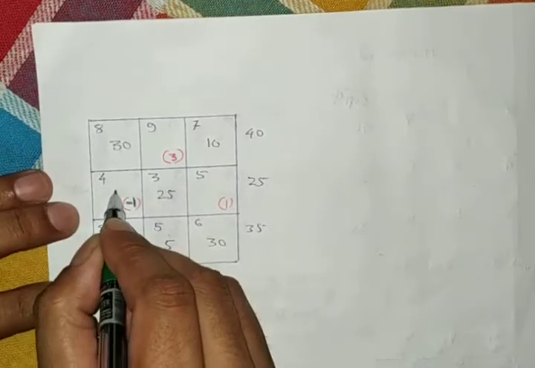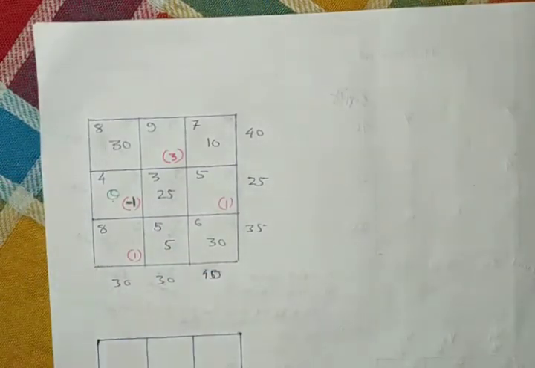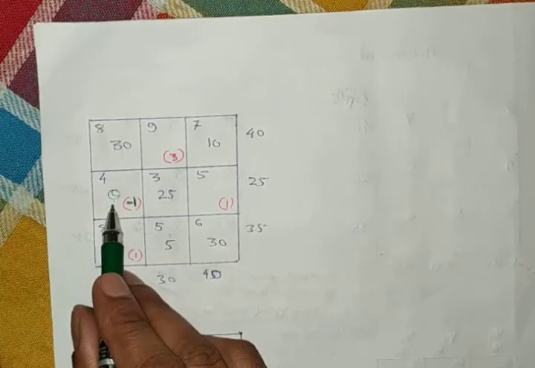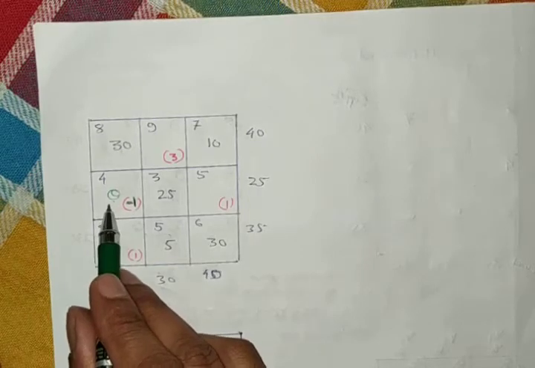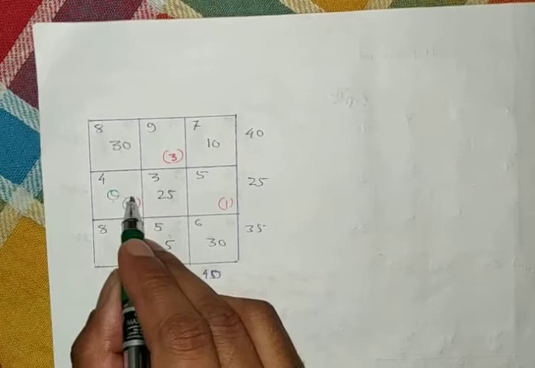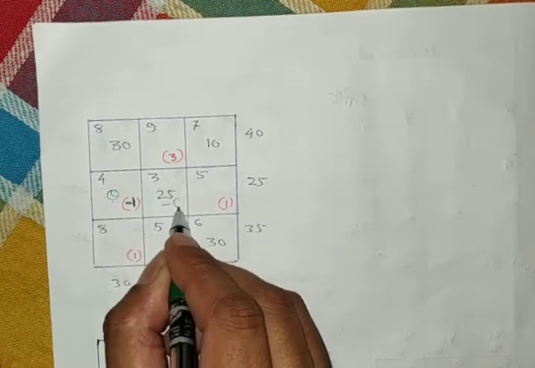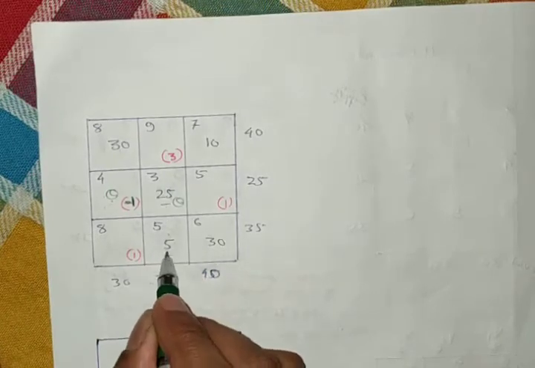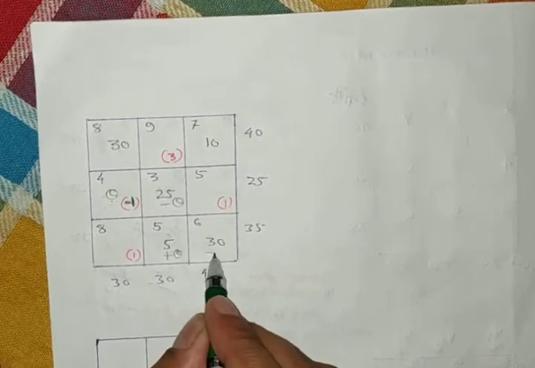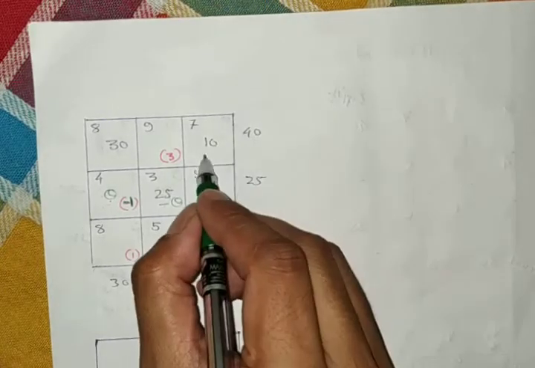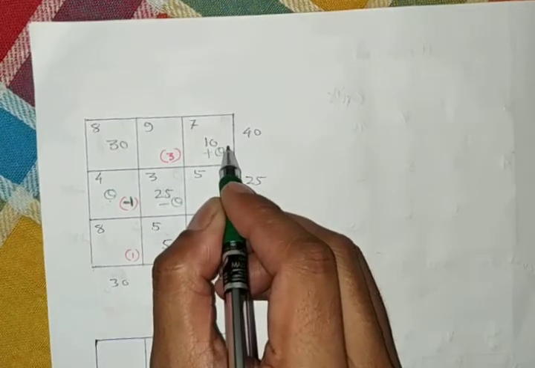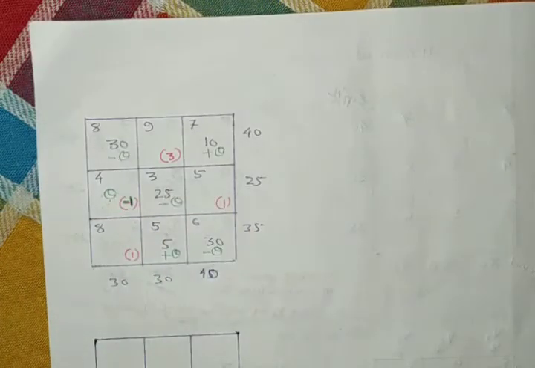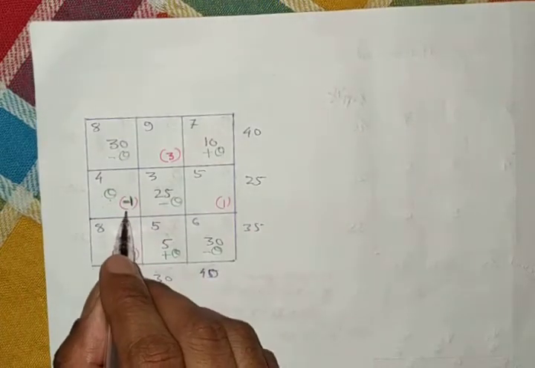So let's put theta here. Theta is the allocated number. We don't know the exact number here, so let's put theta. If I put theta here, I have to minus theta from here. If I put minus here, I have to plus theta here. Again you have to minus theta on this side. Again you have to plus theta here. Then again you have to minus theta. So you have to make one loop like this.